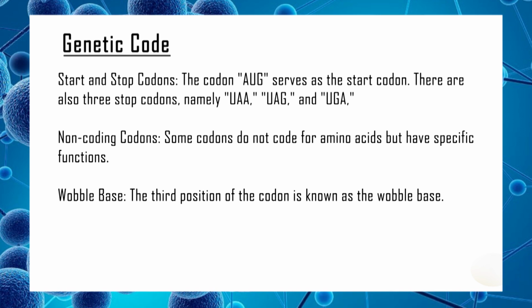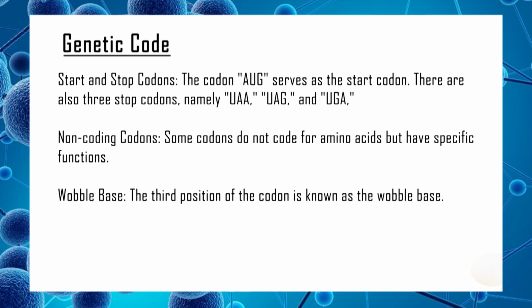The fifth factor is non-coding codons. Some codons do not code for an amino acid, but have specific functions. For example, the codons UAA, UAG and UGA serve as stop signals, while the codon AUG serves as the initiation codon. The sixth factor is the wobble base.